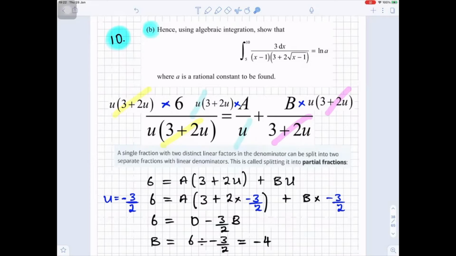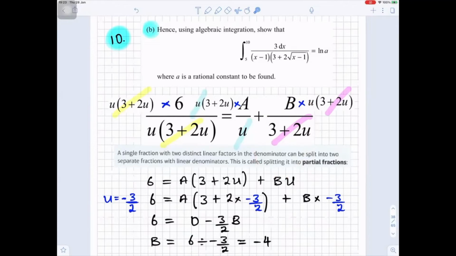So you can multiply the numerator and the denominator by the same u bracket 3 plus 2u. You multiply u bracket 3 plus 2u times this one times a, and u bracket 3 plus 2u times b. So this would cross out with the first one, so you're left with 6. The u would cross out, so you're left with a brackets 3 plus 2u, and 3 plus 2u will cross out, you're left with b and u.